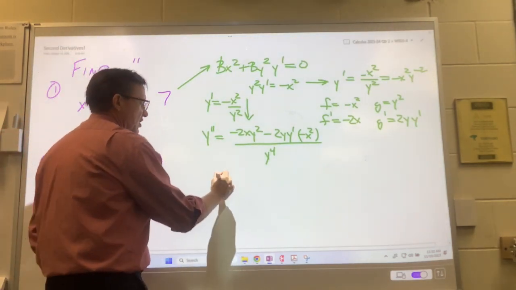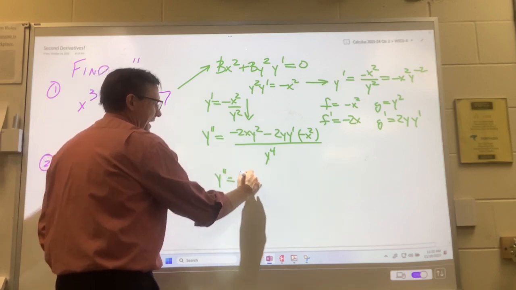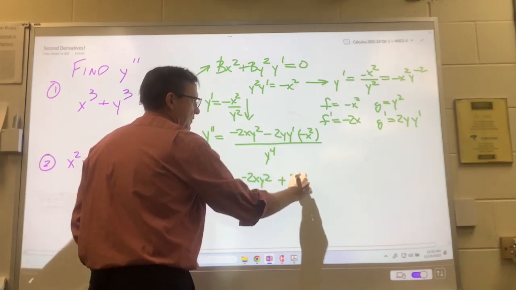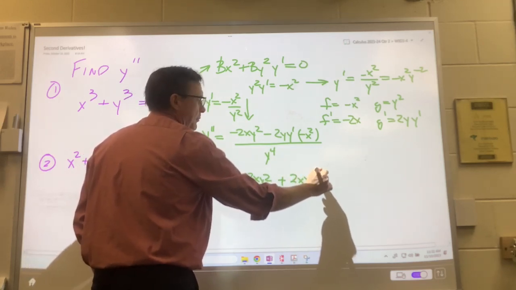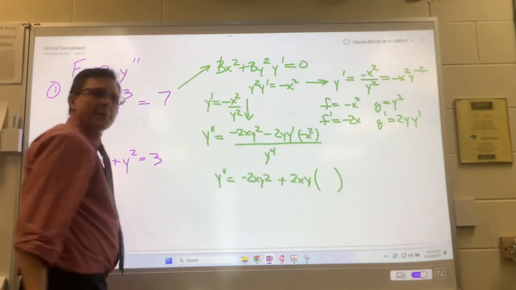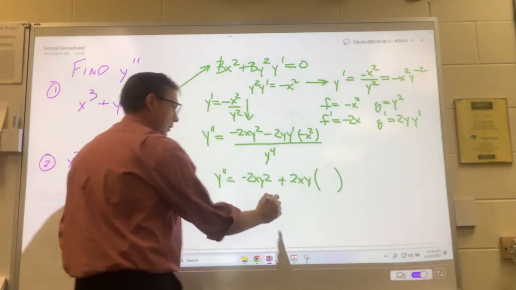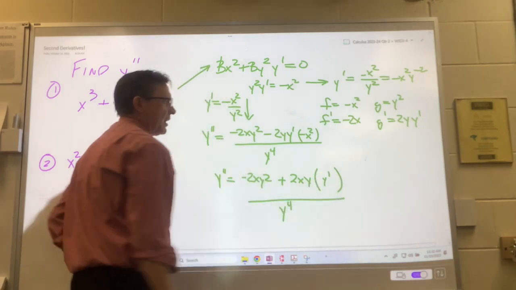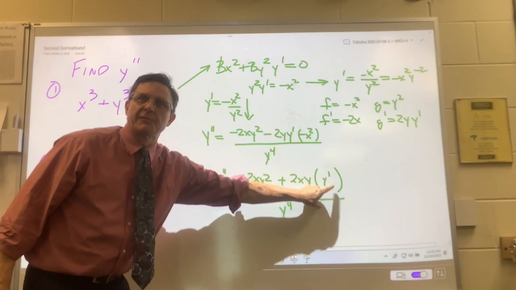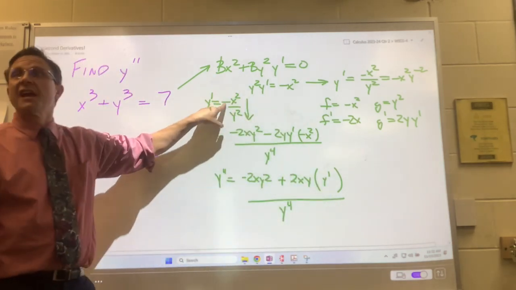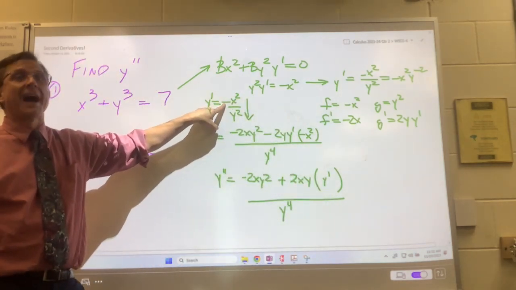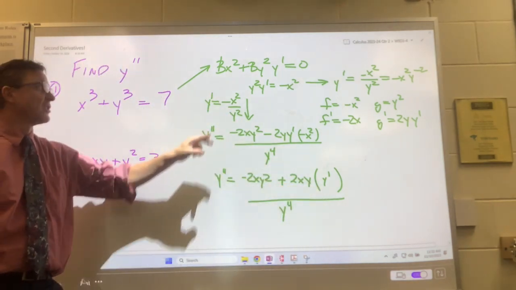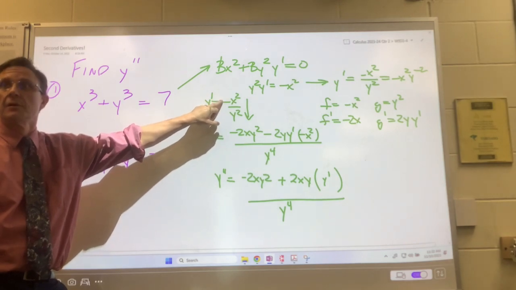Do a little simplification here. Negative 2xy squared, negative negative is a positive, 2xy, and then guys, y prime. I'm going to put the parentheses here, y prime over y to the fourth. Because what we have to put in here is negative x squared over y squared. We're not going to leave y prime in our second derivative, right? We're going to substitute in x's and y's.